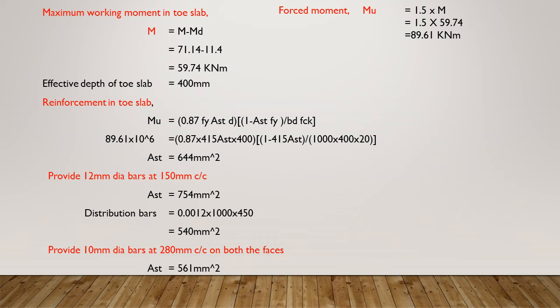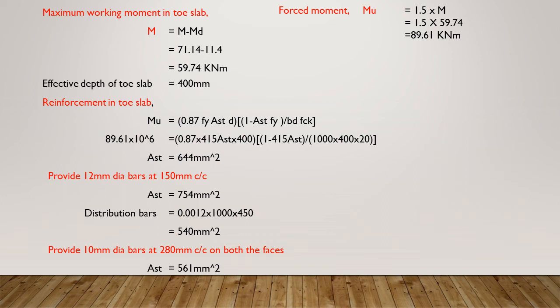Then b is equal to 1000 mm, d is equal to 400, and fck is equal to 20 Newton per mm square, which will be given in our question. Then Ast is equal to 644 mm square. Then we can find the spacing values also. So provide 12 mm dia bars at 150 mm center to center distance.